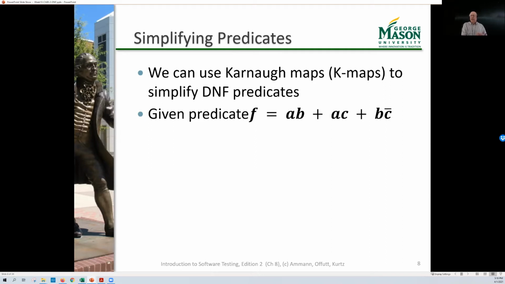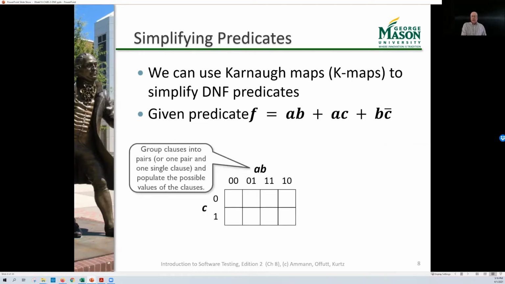I'm not going to go into them in a whole lot of depth, but I will go through a brief explanation here, and I think you'll probably, even if you haven't had exposure before, be able to catch on to this pretty quickly. They are fairly straightforward. So I'm going to take this predicate and represent it in a Carnot map. And here's the Carnot map.